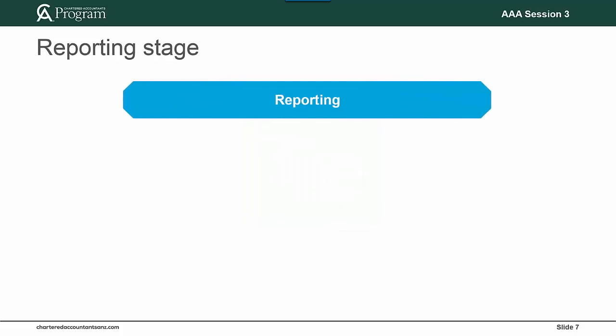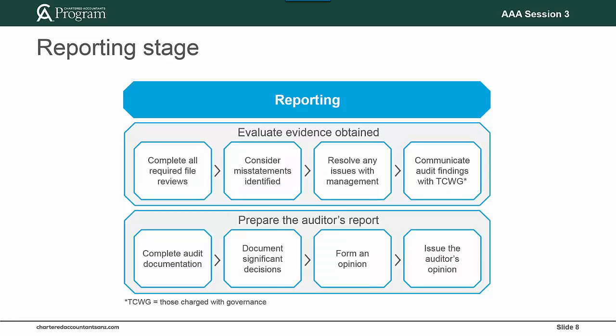If you remember back to the second stage of the audit, responding to risks, we performed audit procedures with a view to obtaining sufficient appropriate audit evidence to reduce risk to an acceptably low level. It is now at this phase that we evaluate the evidence obtained. In doing so, the audit documentation is reviewed, misstatements are considered, issues are discussed and hopefully resolved with management, and the findings from the engagement are communicated to those charged with governance. Following this, the appropriate audit opinion is formed and issued.